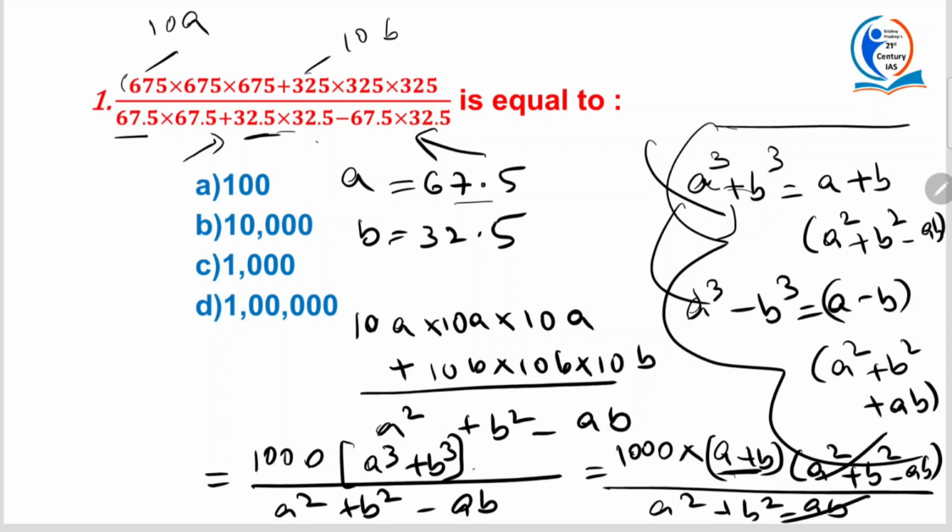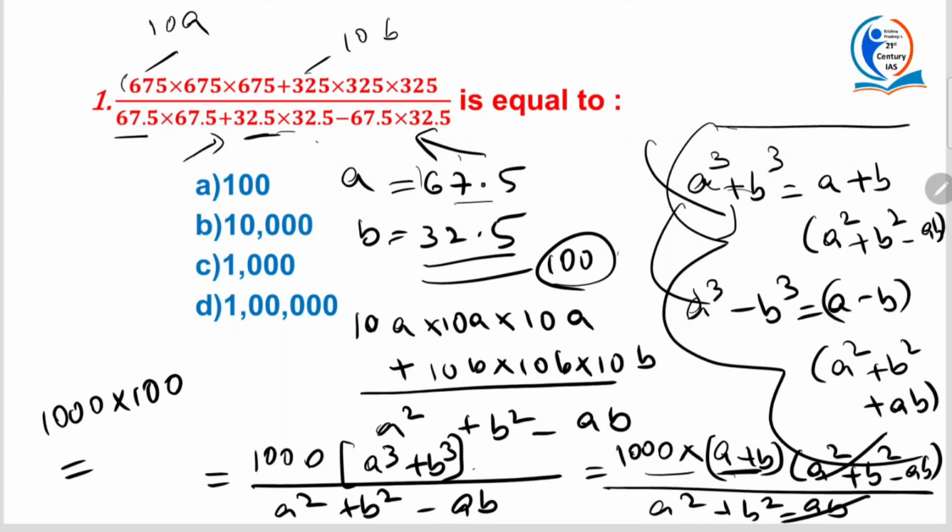Now, what is a plus b? A plus b is this, no? It is 100 because 5.5 plus 0.5 is 1. 1 will come here, 7, 8, 9, 10 and 6, 7, 8, 9, 10. So, it's 100, alright. So, it will become 1000 into 100, which means you will get 1 followed by 5 zeros. And where is it? It is in option D. So, D is the answer.